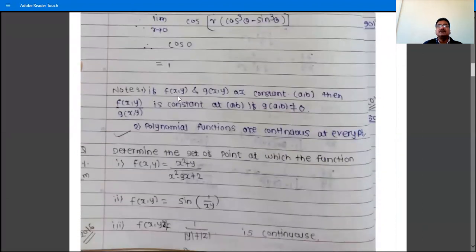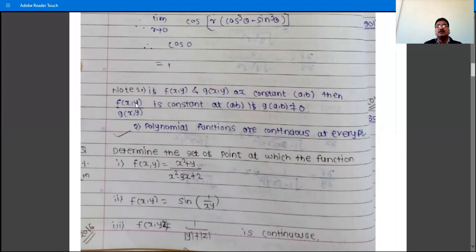So if f(x, y) and g(x, y) are continuous, right? Writing here the word continuous, not constant, continuous at (a, b), then f(x, y) by g(x, y) is continuous at (a, b) if g(a, b) is not equal to 0.